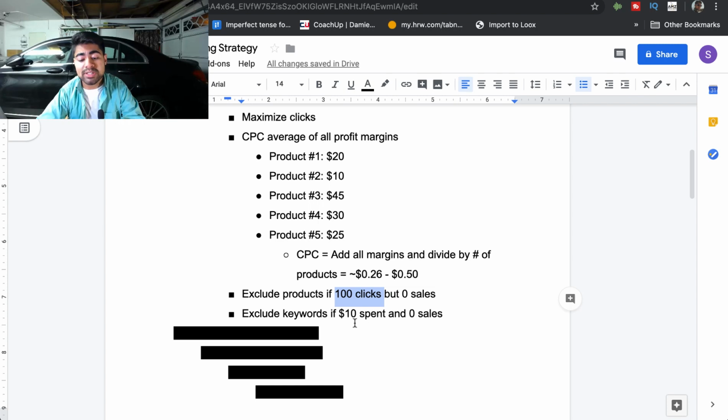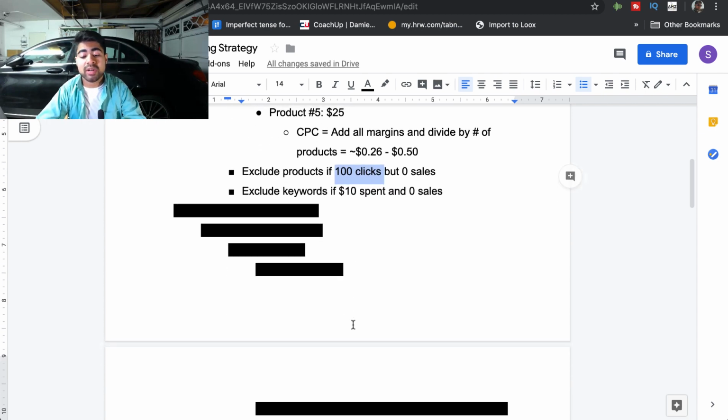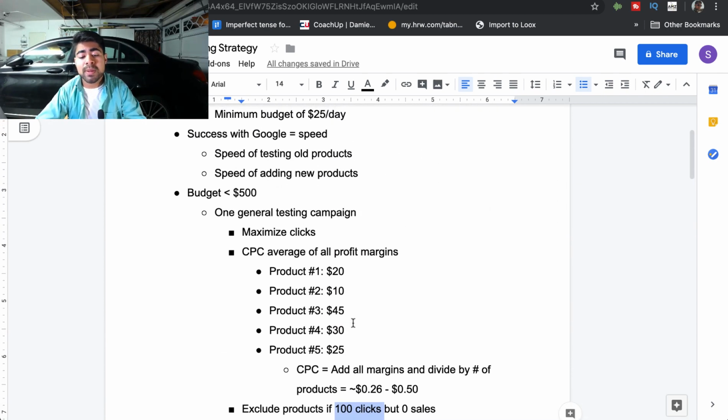For excluding keywords, you want to exclude the specific keyword if it spent over $10 but got you 0 sales. Again, this is a very aggressive method of excluding the products. This is not what I normally recommend for the other budgets, which I'll be going over very shortly. But for those people who need to save every cent and invest it correctly, this is exactly what I recommend.